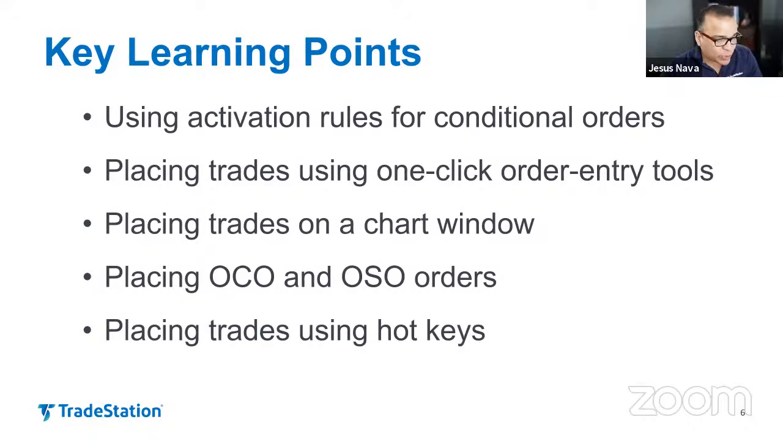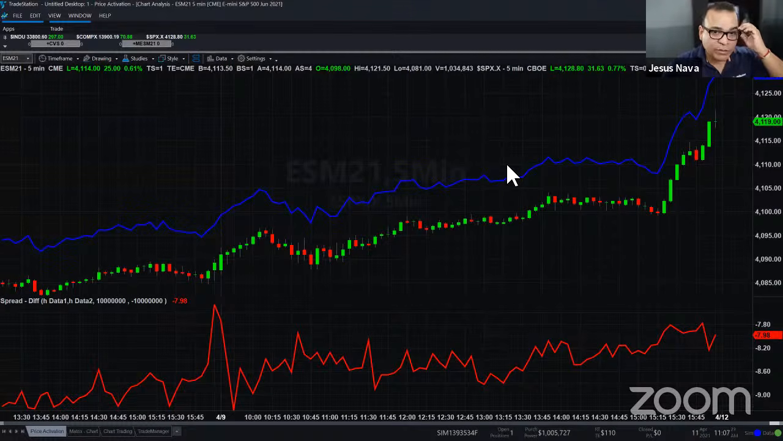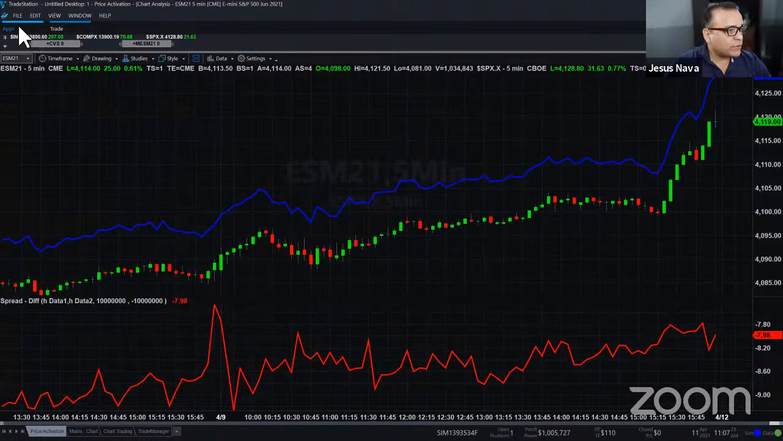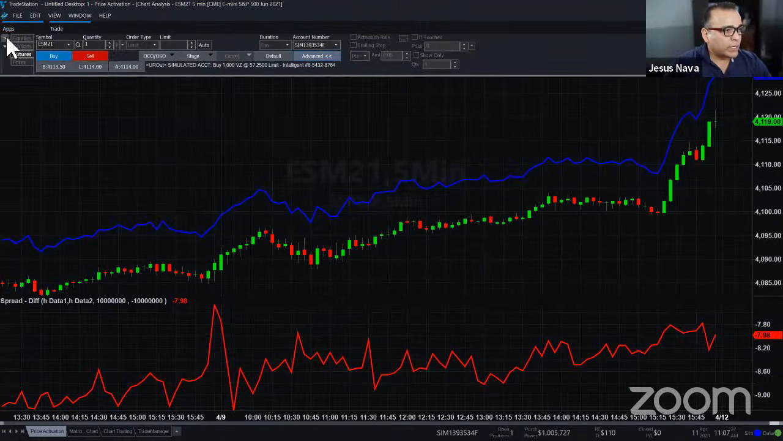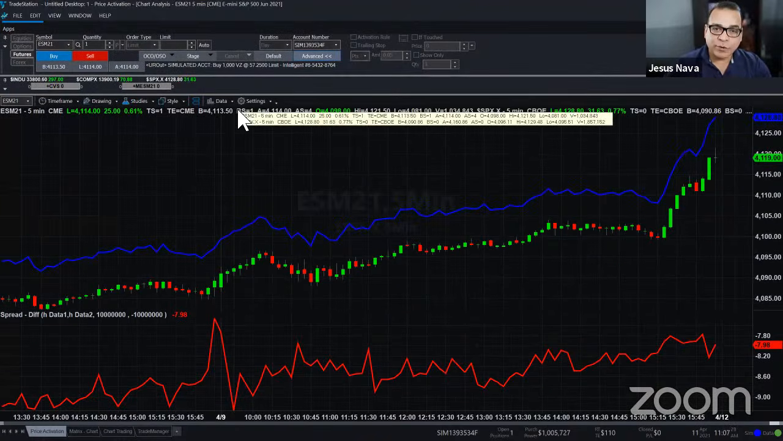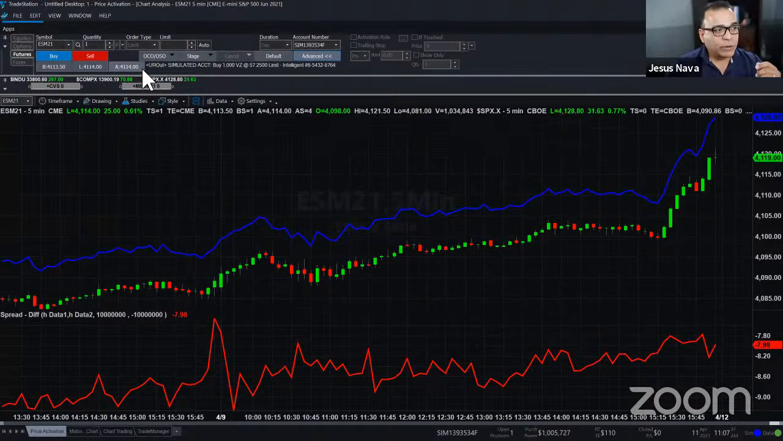Okay, so let me go ahead and switch over to my TradeStation platform and talk about some of the trading ideas that I wanted to show you. Let me, first of all, pull up my trade bar right here at the top, because the first trade that I'm going to do is using the order bar at the very top.